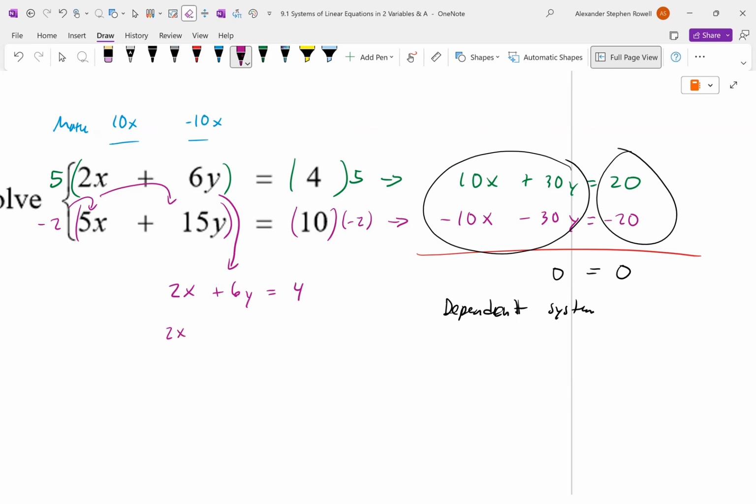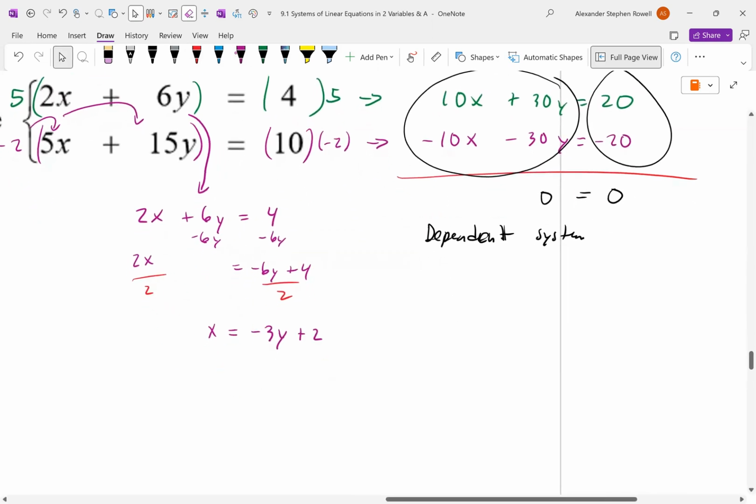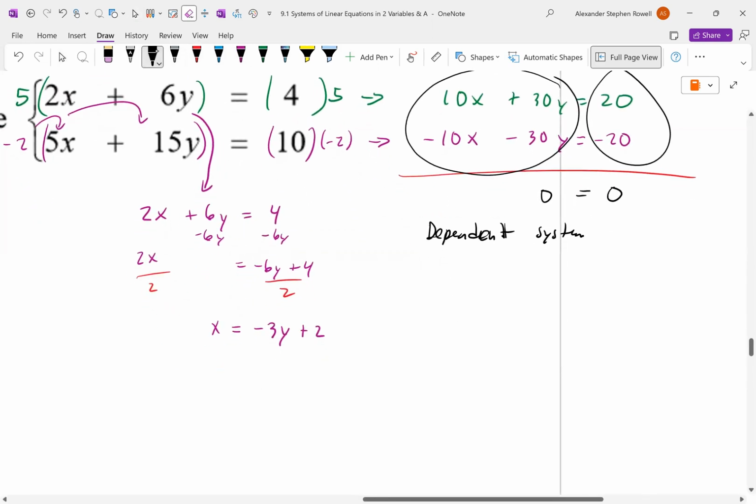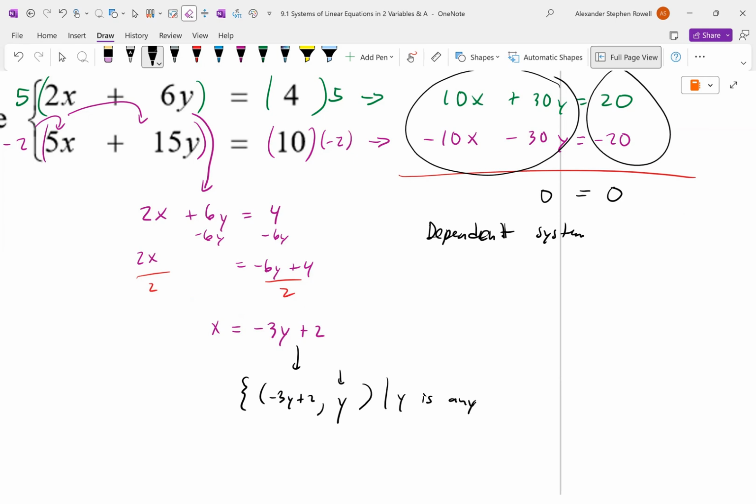If I solve for x, though, I won't have any fractions, which is nice if you're a little OCD. So x is equal to what? Negative 3y plus 2. Okay, so our dependent system, we need to represent every ordered pair on the line. So I'd like to plug in a value for y, in which case my x value would be negative 3y plus 2, such that y is any real number.